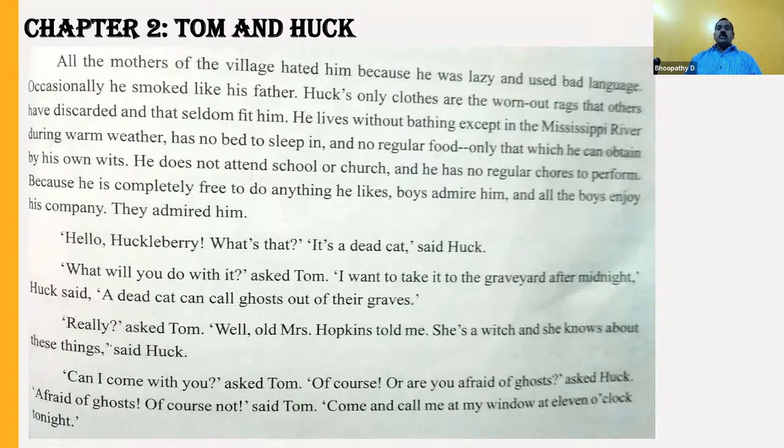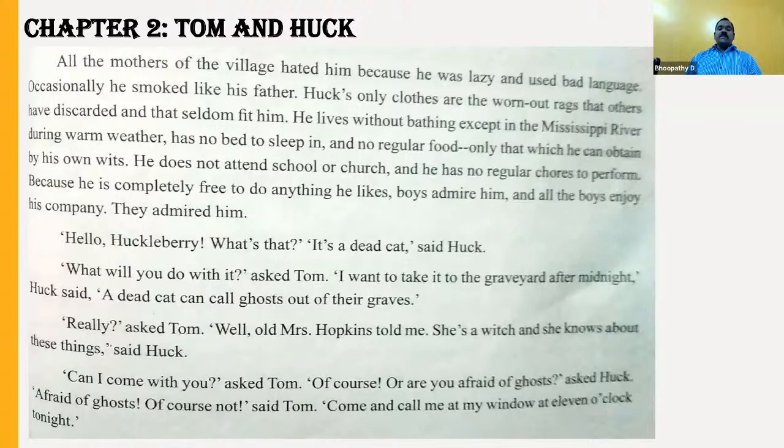So on the way to school, our Tom happened to see Huckleberry Finn with a dead cat. Tom asked, "What is this for?" He answered that it would be used to call the ghosts from the graveyard. Tom was also very happy to find it. And Huck invited Tom to come along with him to the graveyard that night to invite the ghosts and talk to them.